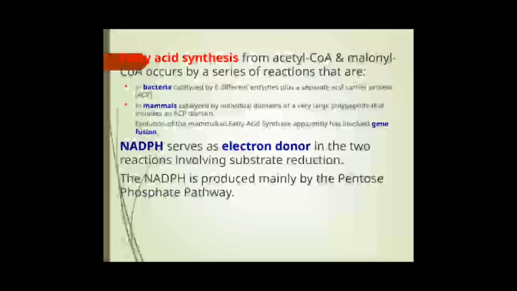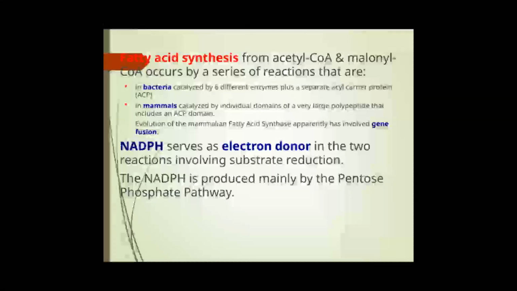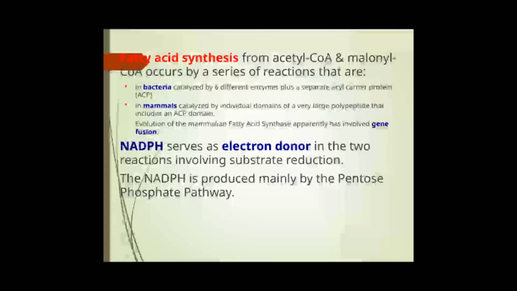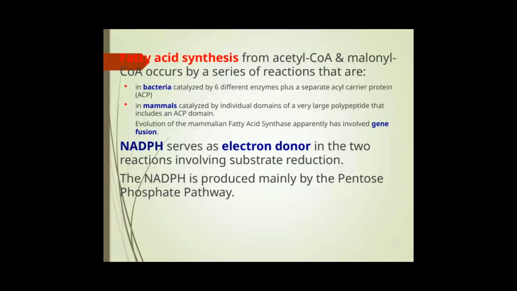Another key point is the role of NADPH. It serves as the electron donor during the two critical reduction reactions in fatty acid synthesis. Without NADPH providing those electrons, these reduction steps wouldn't occur efficiently. Most of the NADPH used in these reactions is generated by the pentose phosphate pathway, which is a vital metabolic route, providing reducing power for biosynthetic processes like this one.